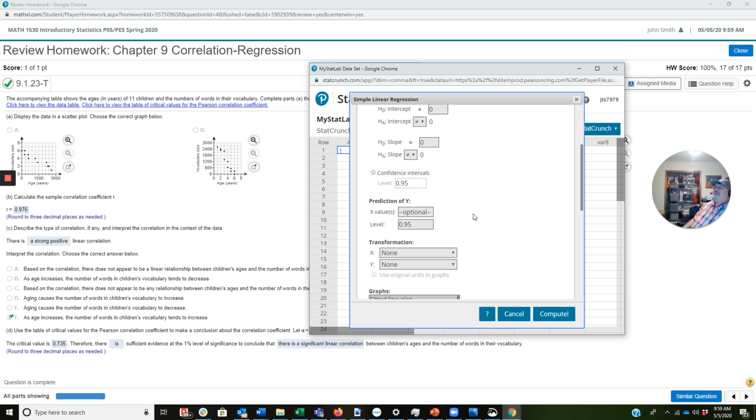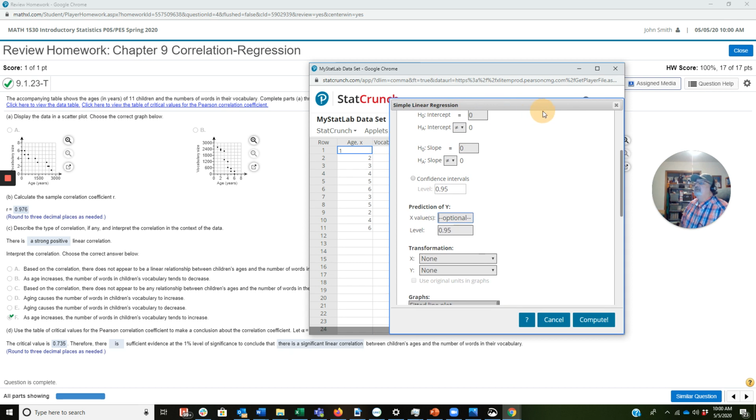What if I wanted to use the regression equation to make a prediction? So let's say how many words we would expect. I'm going to look at my data briefly. 1, 2, 3, 4, 5, 6. How many words would we expect? I'm going to put the 4 in there because that's within the scope of the data, just to show you what all StatCrunch does. So I can go ahead and click compute.